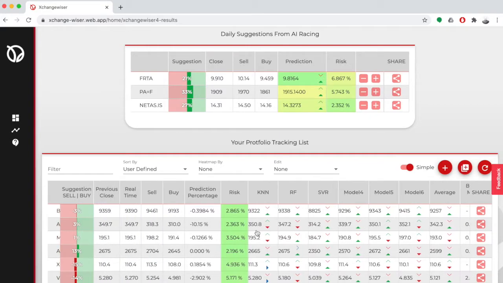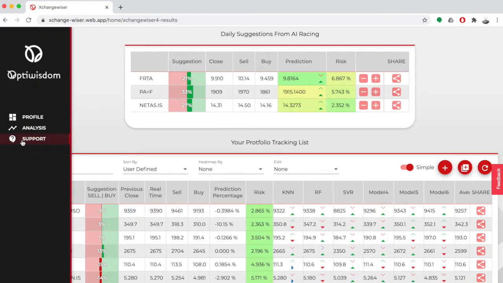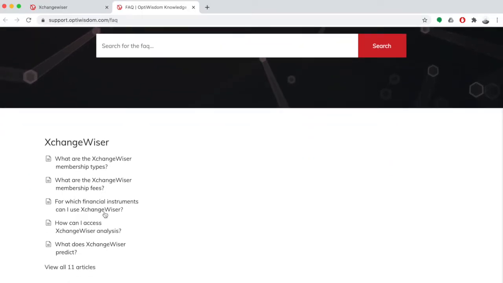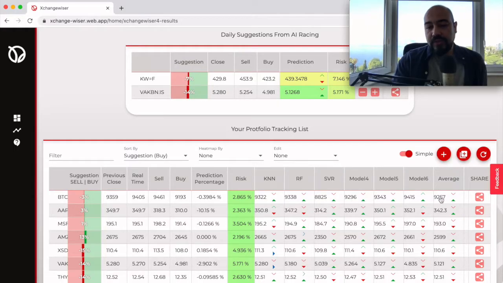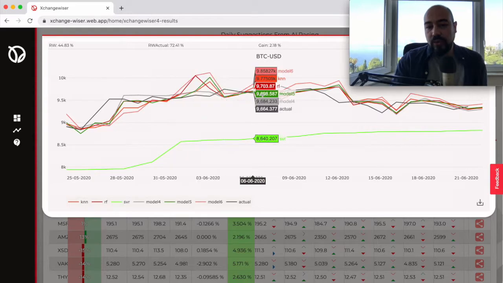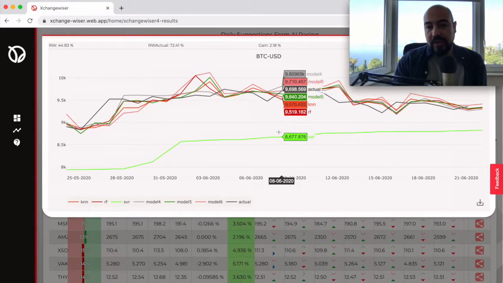So maybe you can visit our support page in here, and you can read some questions and answers, frequently asked questions, or you can jump to the videos we have provided for your training. Of course, there's an average in here showing all the algorithms, and don't forget, each algorithm has a different success story in each investment tool.